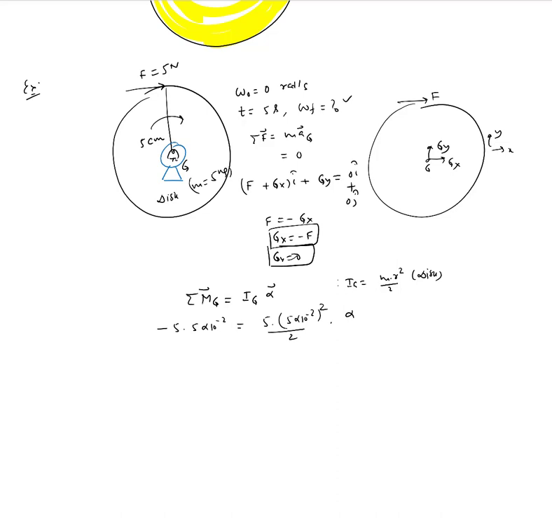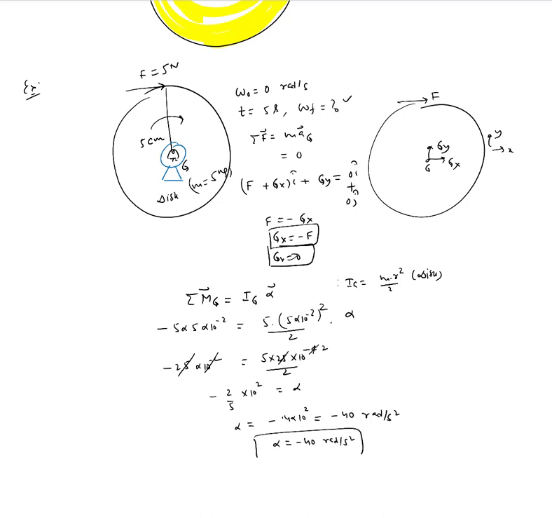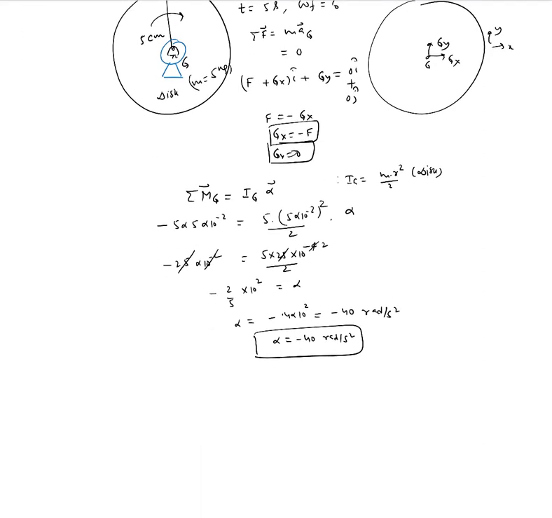So this is 5 × 5. So what do we get here? We have 5 × 25 × 10⁻⁴ over 2. Here I've got −25 × 10⁻². So this 25 cancels. So what do we get? This 10⁻² will become this 10⁻². So we get −2/5 × 10⁻² on the left hand side, and that is equal to alpha. So alpha is equal to −0.4 × 10⁻². So that's what? −40 radians per second squared. So alpha came out to be −40 radians per second squared. Yes? Okay. So we get the alpha from that.